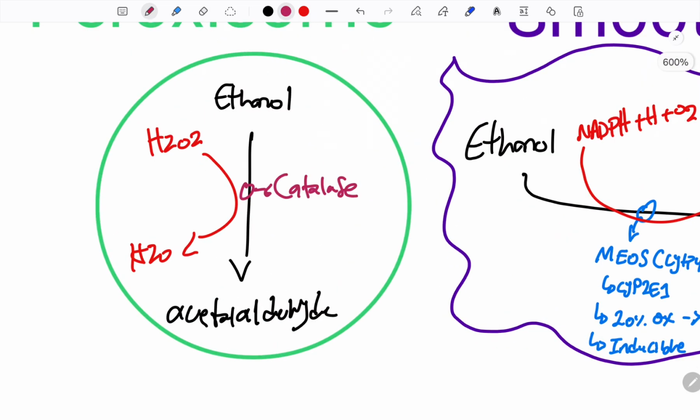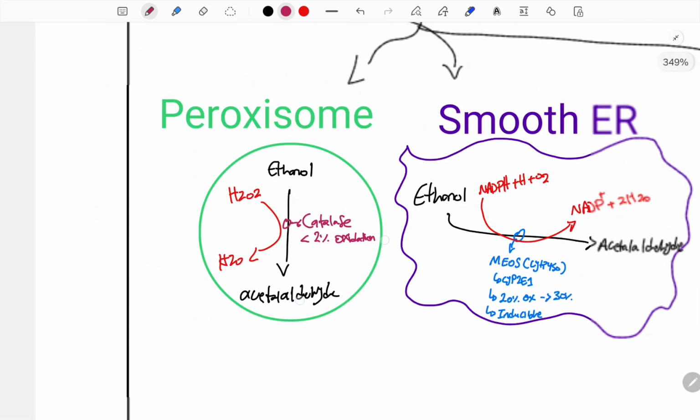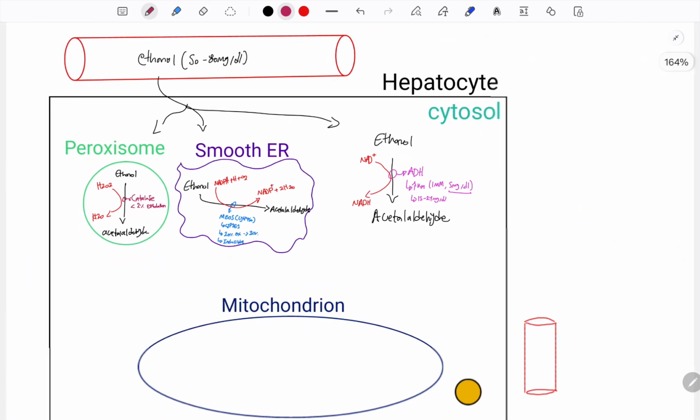And in individuals that have normal functioning ADH, they've found that it's responsible for less than 2% of ethanol oxidation. So that's why this pathway doesn't get talked about too much. Now, of course, its activity is higher in organs where you don't have the ADH, for example, the brain. In the brain, you don't actually have alcohol dehydrogenase, so the activity of these two is higher.